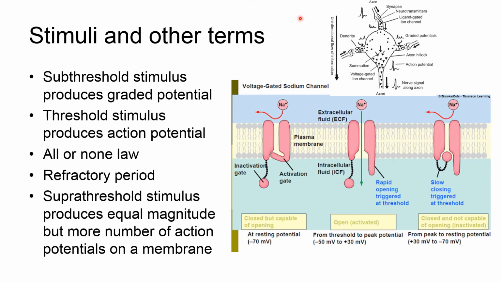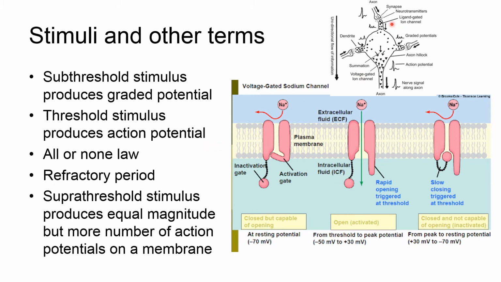They cannot bring the membrane up to a level where sodium voltage channel gates could open in the axon. So the ions that enter from the dendrites get diffused and cannot reach the axon to open sodium voltage channels. So the sodium voltage channels remain closed. There is no action potential.